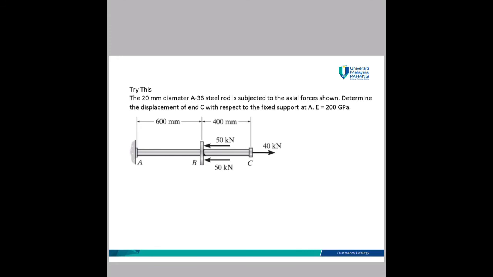Here you need to cut between AB and between BC. Both are the same materials and the diameter is the same, which is 20 millimeter. If you would like to use millimeter, then you can use millimeter. And you need to calculate the displacement at C. A is fixed support, then you need to start from C. Okay, please try this one. Same procedure as what we do previously.